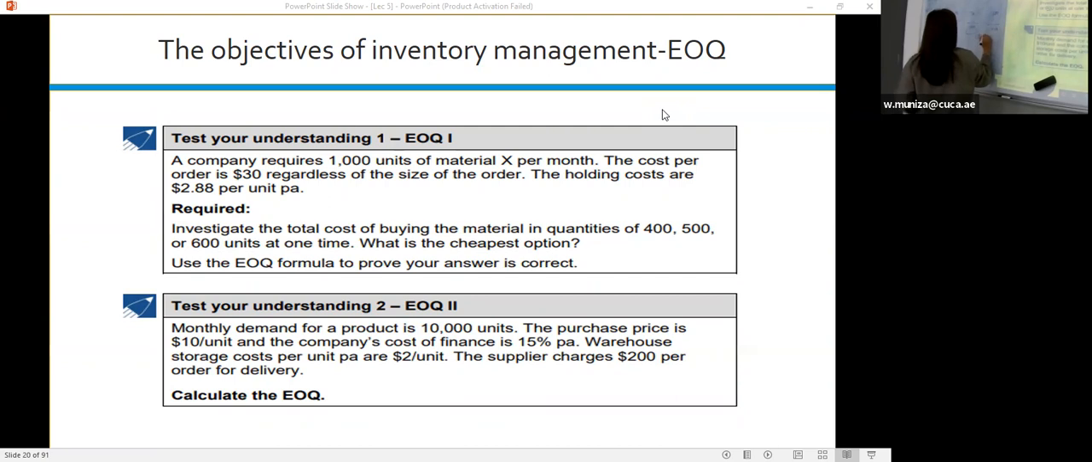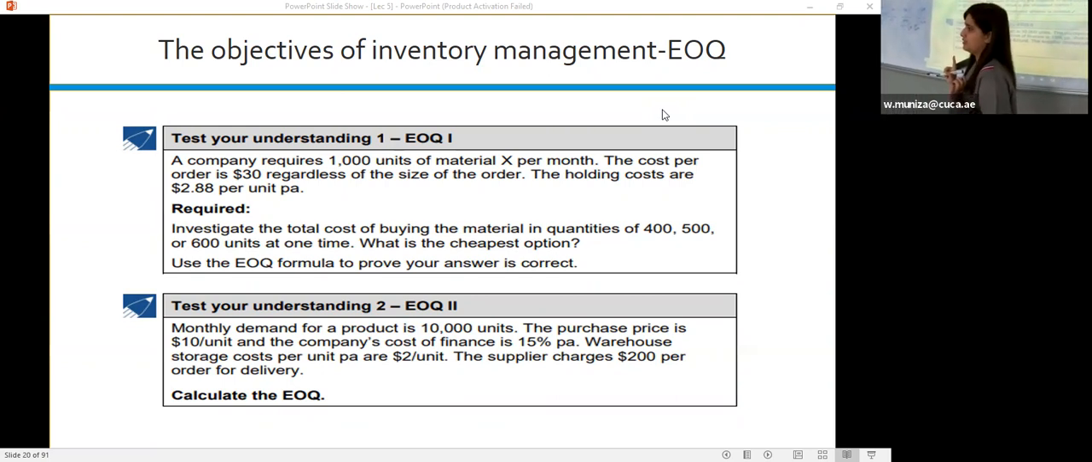EOQ is 500 units. When you apply the formula of EOQ, you will be getting 500 units. Now, this is the concept. EOQ is basically the quantity at which your ordering cost and cost of holding are at the minimum. So, what is the formula? This will be given to you in the exam: square root of 2CoD divided by Ch. Apply this formula.